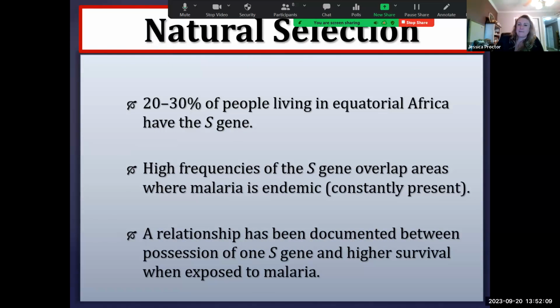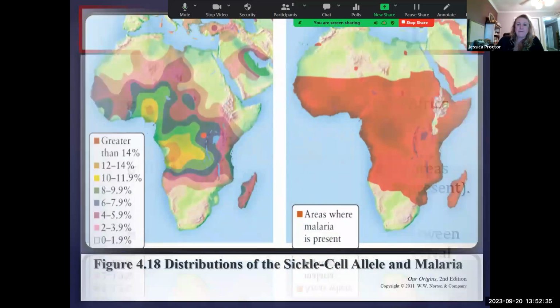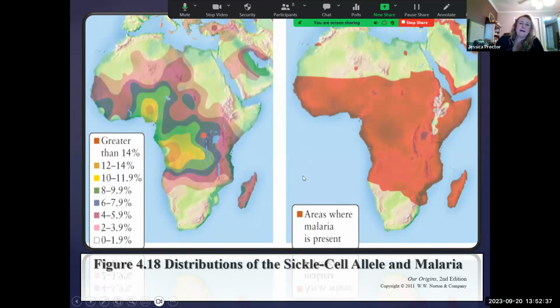All right, so the fascinating thing about this is that 20 to 30% of people living in equatorial Africa have this S gene, whether it's in the heterozygote form or the homozygous recessive. And really, it's not just in equatorial Africa, it's also in India, in parts of the Middle East, and in parts of Southern Europe. Basically, in any region where malaria is endemic, we see a higher frequency of the S gene overlapping in those regions. Okay, so you can actually put a map. This is focusing on Africa mainly, because this is where the studies were first done. But just so you know, it's not just Africa, it's any region where malaria is endemic.